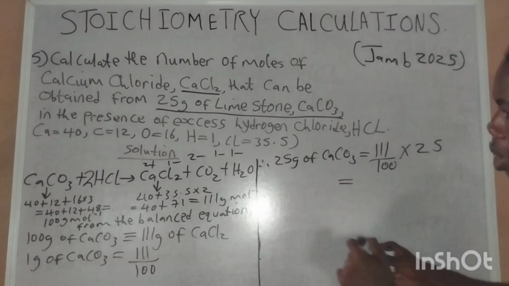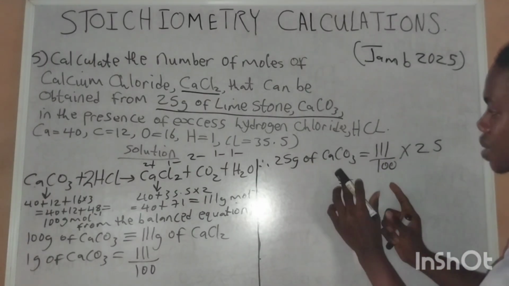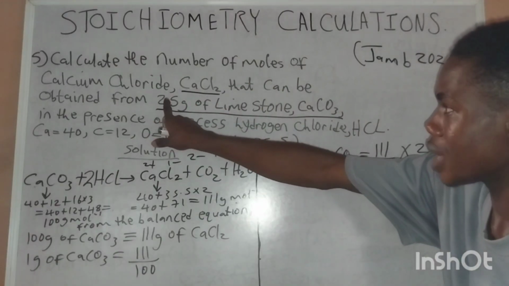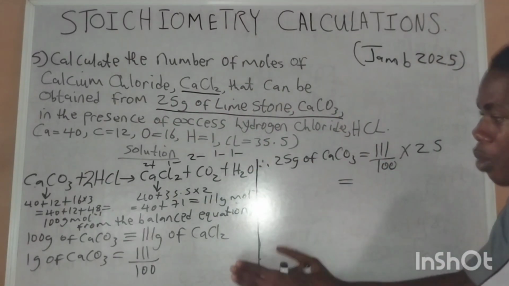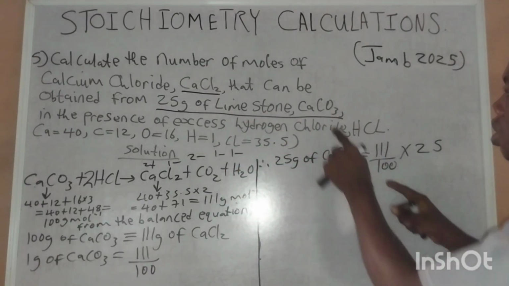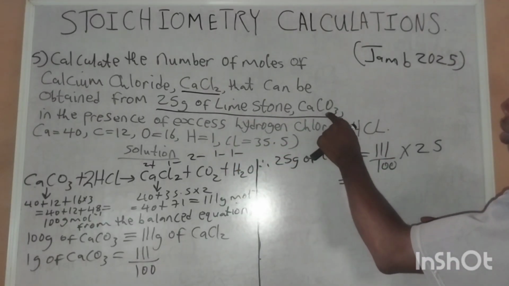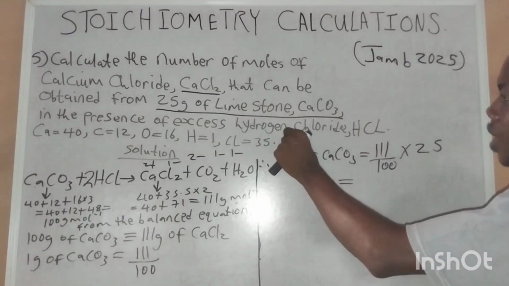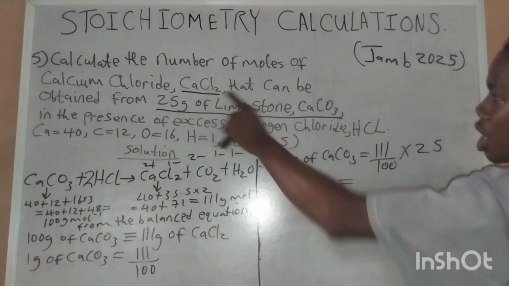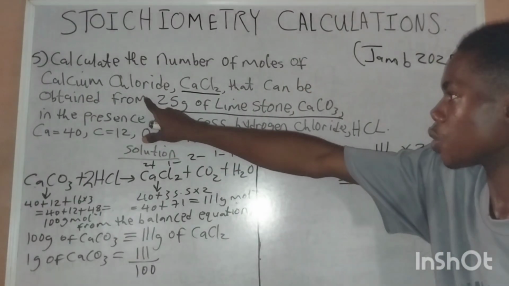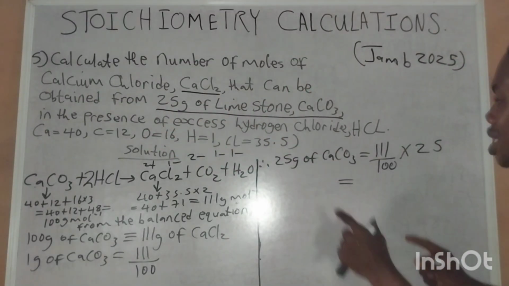Now, if you look at this question very well, we're calculating mass first, because they told us to calculate the number of moles of calcium chloride. We cannot calculate the number of moles of calcium chloride straight away, because the mass we're given is for calcium carbonate, which was CaCO3 here. We need to find the mass of this calcium chloride first, before we're able to find the number of moles of calcium chloride. That's what we are doing here now.